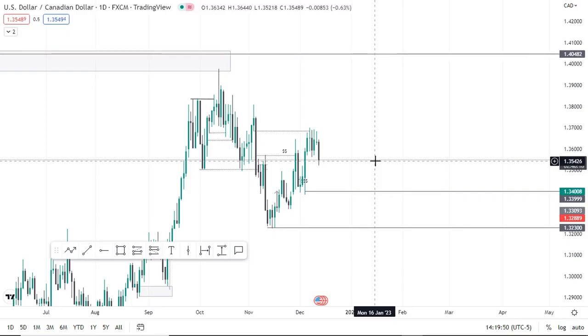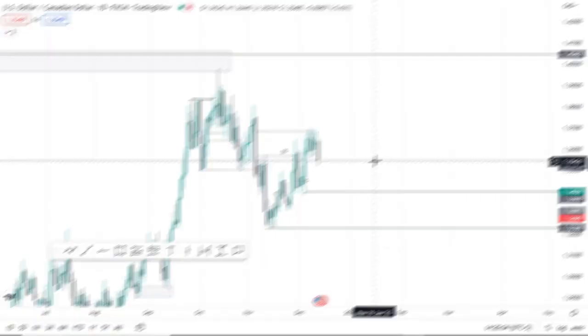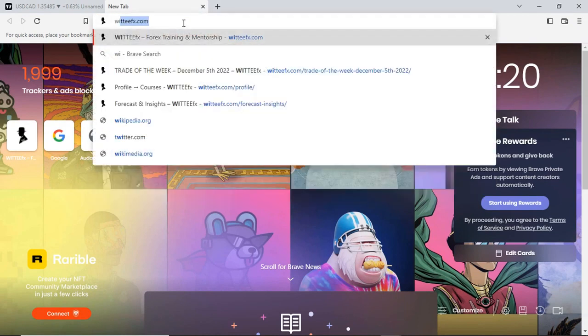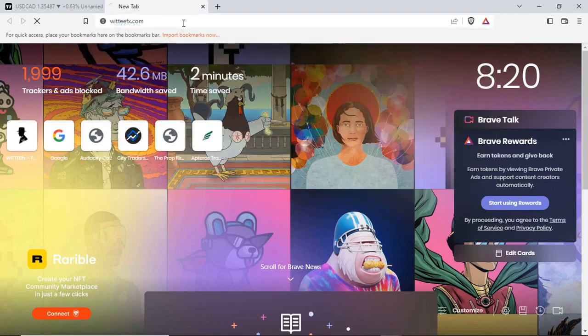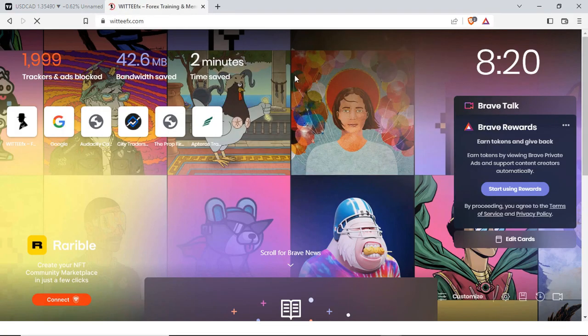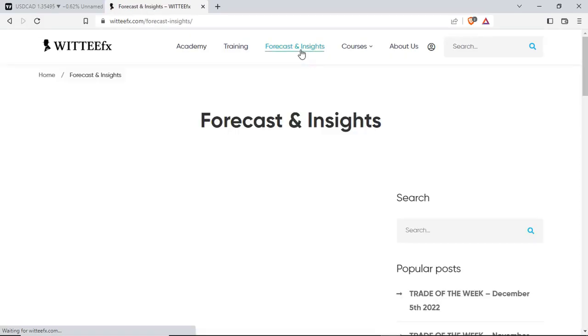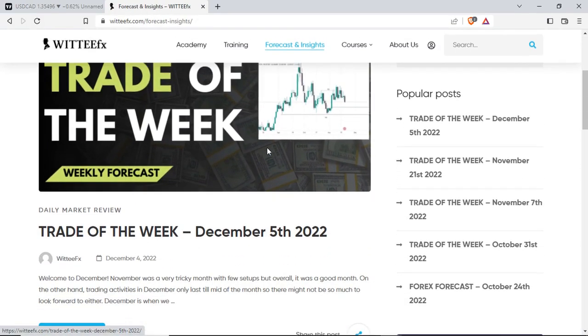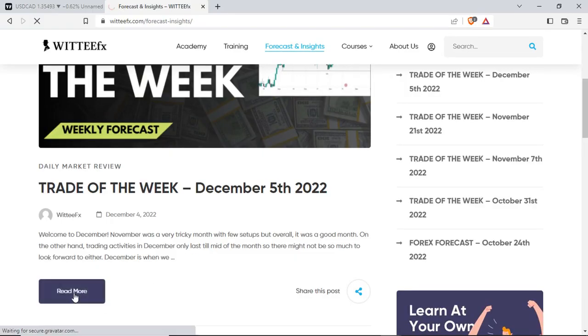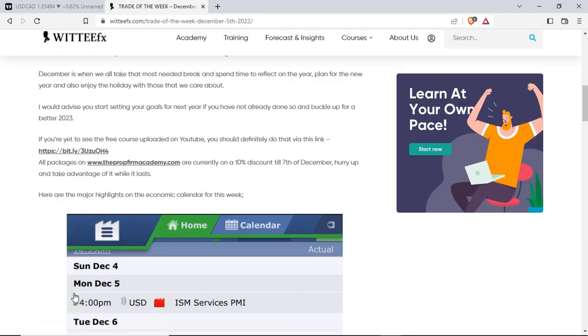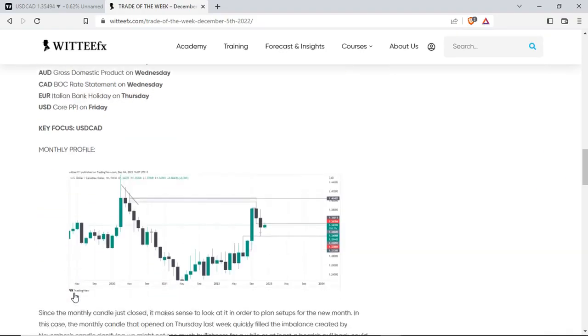If you missed the trade of the week, you can definitely go to the website and check it out and read up on why exactly I chose USD CAD. But I want to quickly flip through the website so you can see the projection and how exactly it's played out. So simply wittyfx.com, and then forecast and insights. Right, so the trade of the week, 5th of December, read more. Right, so this is it. USD CAD was the trade of the week.